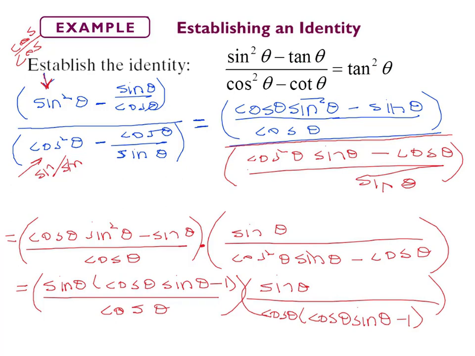Okay, Siobhan, can I cancel anything? Now we can cancel out the cosine theta, sine theta, minus 1. Yes, exactly. Because those are factors now. So then it'll be sine squared theta over cosine theta, so then it'll be tan theta, tan squared theta. Right.